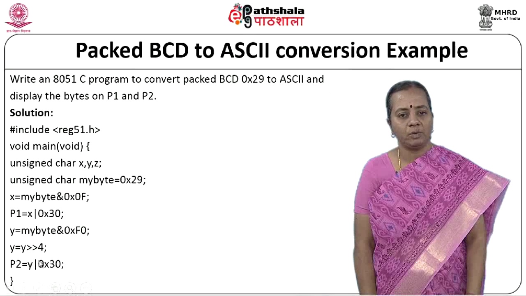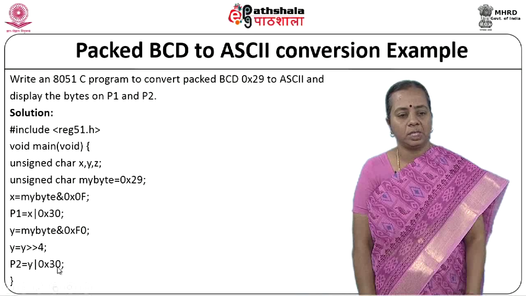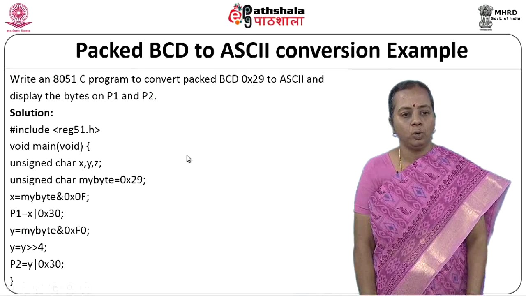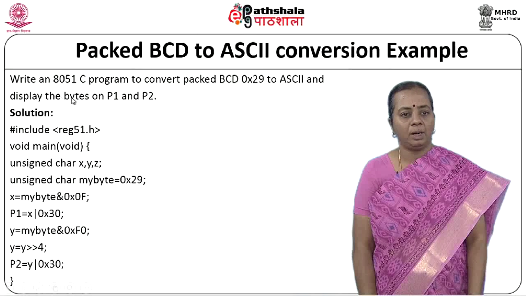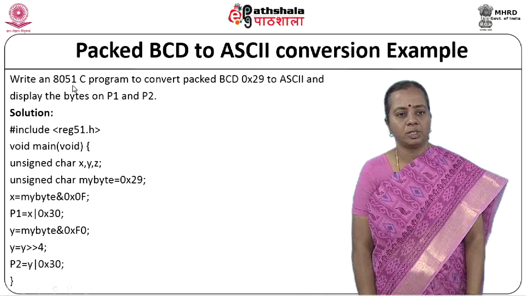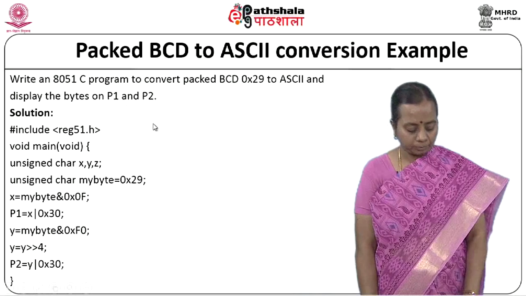So, the 2 value is given now. Instead of getting a 20, I am getting a 02 now. So, now this y is ORed with 30. So, that 2 is ORed with 30, and we will be getting 32, which is the ASCII equivalent for 2, that will be supplied to P2. Now, you just see that P2 and P1 together we can get the bytes. So, our program demonstrates converting a packed BCD 29 to ASCII, and the output is displayed at P1 and P2 together.